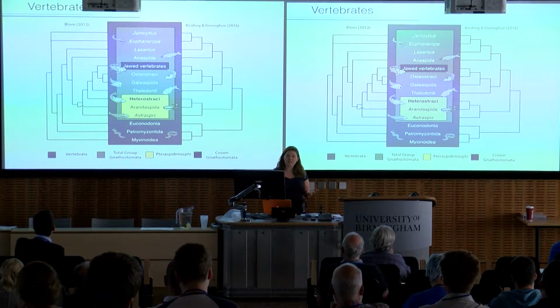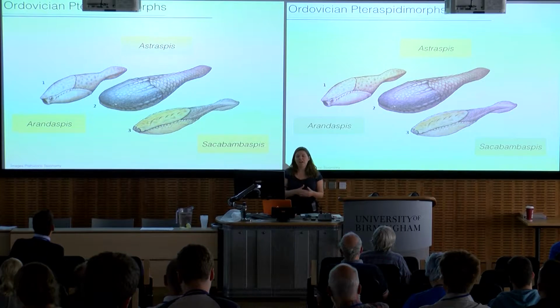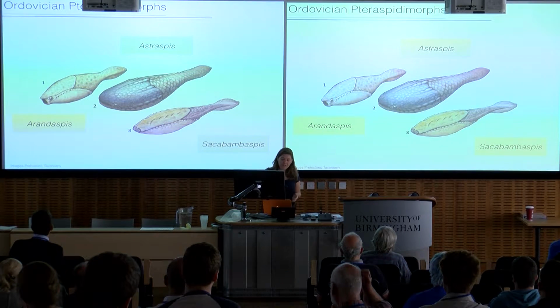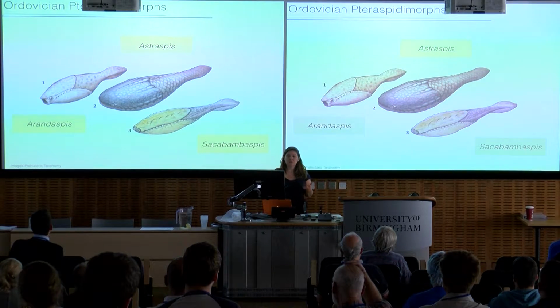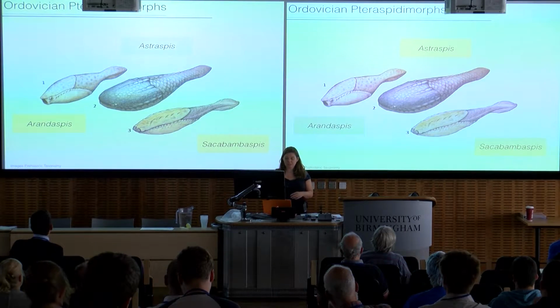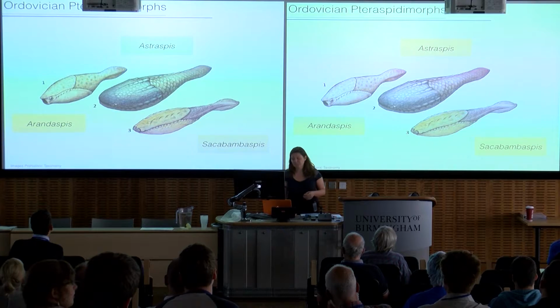Within the pteraspidomorphs, you have the Heterostracans and the Arandaspids and Astraspids. The Ordovician pteraspidomorphs are a handful of articulated vertebrate skeletons from the Ordovician. These include Arandaspis and Sacabambaspis, which were found in the southern continent of Gondwana, and these forms have large singular dorsal and ventral plates with an anterior mouth. Whereas another form, Astraspis, has a dermal head shield composed of small tessellate platelets which cover the head of the animal. And it's not really well understood which of these groups is the sister lineage to Heterostracans.